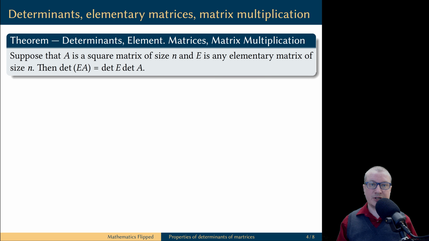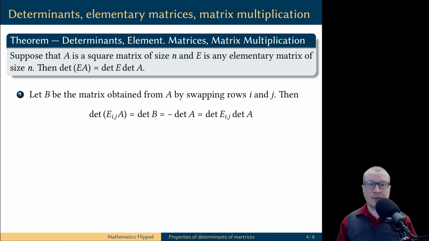And now let's prove that if you take a square matrix A and multiply on the left by an elementary matrix E, then the determinant of the matrix product is equal to the product of the individual determinants. We will show why it holds for each type of an elementary matrix.